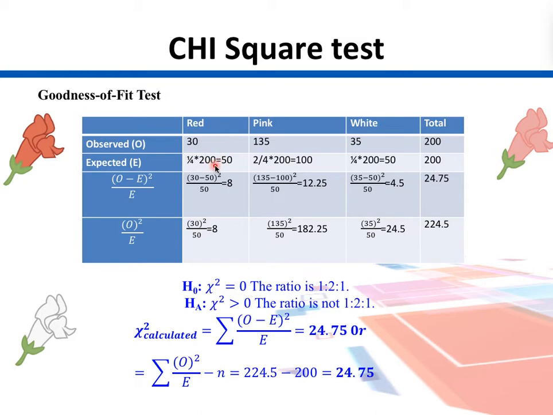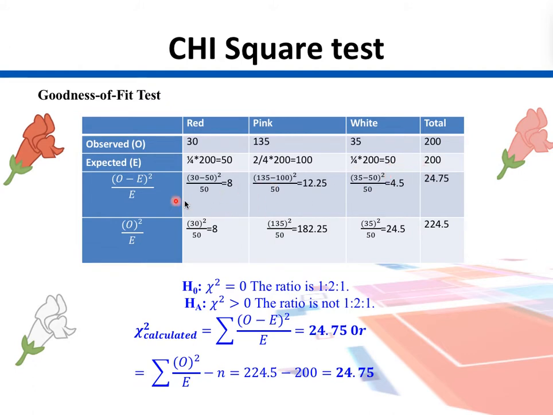We can calculate the expected, and using the observed and expected numbers we can calculate their chi-squares. Observed numbers are 30, 135 and 35, total 200. We can get the expected from these using their respective ratios. So 1 by 4 out of 200 should have been the red color, that is 50. In the same way we can calculate the expected number of pink flowers, so that's 2 by 4 or half of the total, that's 200, and the number which we get is 100, and for white it is 1 by 4 out of 200, so again it's 50.